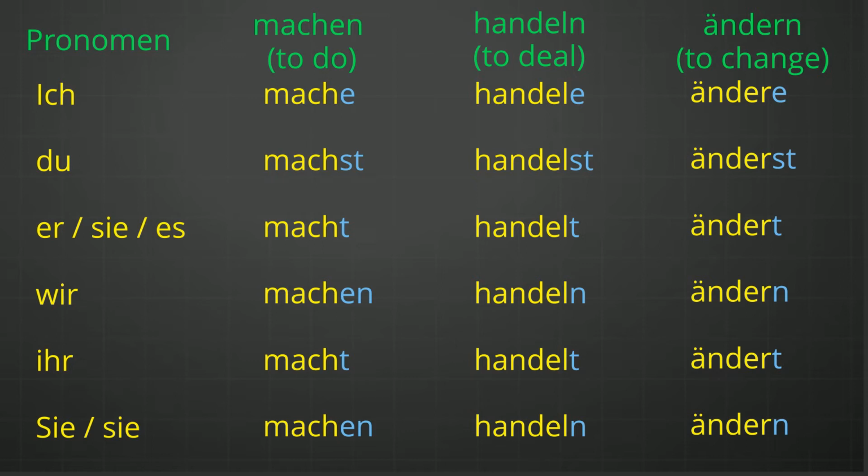Here you can observe for ich you have to replace n with e. For du you have to replace n with st. For er you have to replace n with t. For wir you have to replace n with n. For ihr you have to replace n with t. For sie you have to replace n with n.